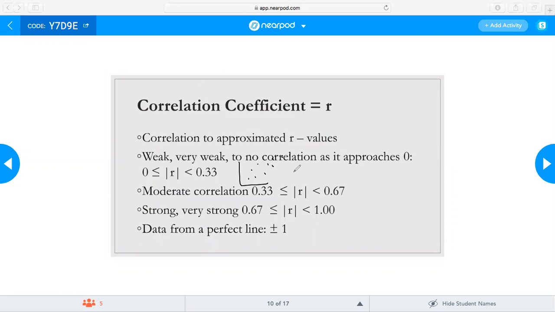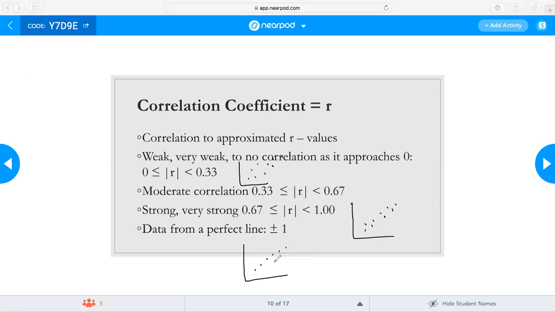If my R value, positive or negative, that absolute value, is between 0.33 and 0.67, it's moderate. It's not strong, but it's not weak. It's in the middle. Then really strong data would be between 0.67 and 1, meaning that relationship between X and Y is pretty strong. Those points are pretty tightly packed and close together. And then an R of 1 is a perfect correlation. It's a perfectly straight line.